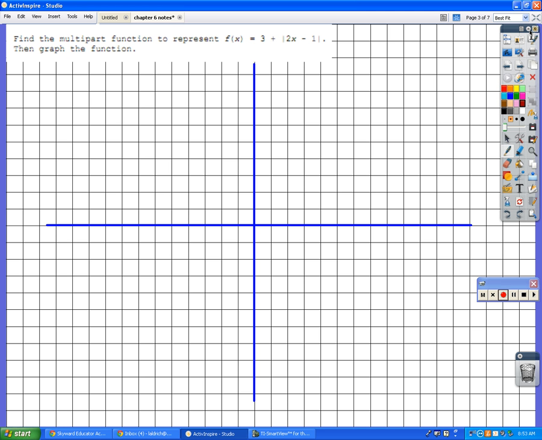Do you remember what an absolute value function graph looks like? It's a V-shaped graph, right? So what we're going to do is break that down and have two linear graphs instead, one for one side of the V and one for the other side of the V, okay? If you look at the absolute value of 2x - 1, where does that equal 0?